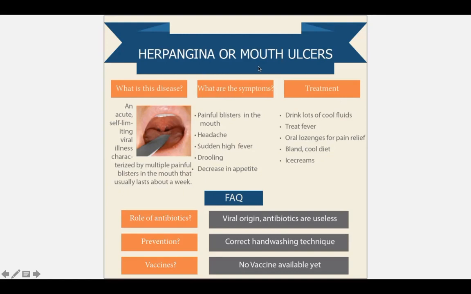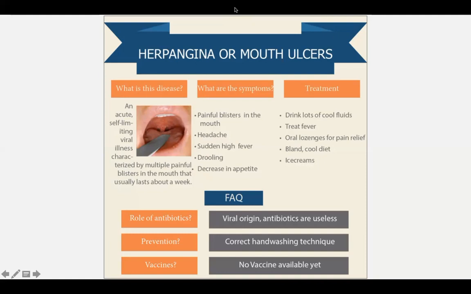What are the symptoms of mouth ulcers by herpangina? Painful blisters in the mouth, you know the common sites: uvula, palate, and fauces. Headache, sudden high fever, treat the fever. There will be drooling and decrease in appetite. Why drooling? The salivary glands will try to cover those painful lesions with the help of saliva. And then the child does not want to eat because he has pain during eating. He says, okay, this process is too painful, leave it, I don't want to eat. He's crying, he's crying.